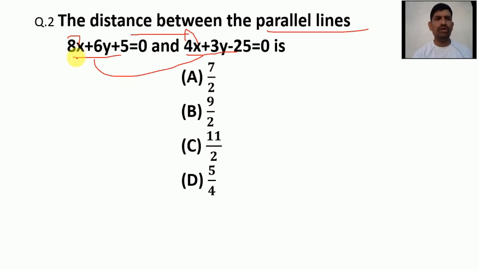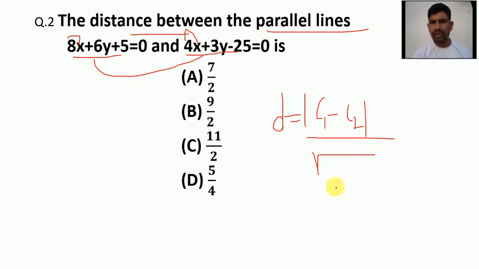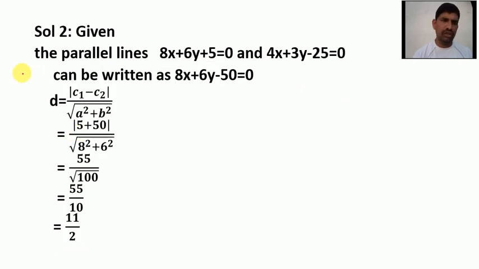So how can we say that? We have to convert this: divide by 2 for this one, otherwise multiply by 2 for equation number 2. Any one of these. After multiplying, you will get the equation. The distance formula, I will write: the distance between the parallel lines, d = modulus of c1 minus c2 by under root of a square plus b square. Now we will see the solution for the parallel lines.